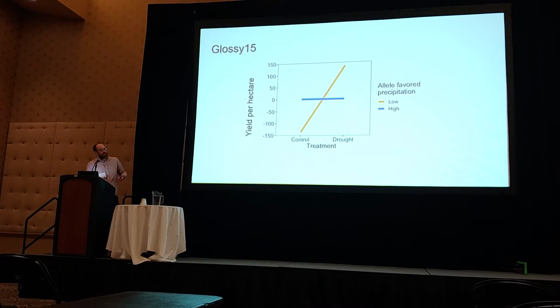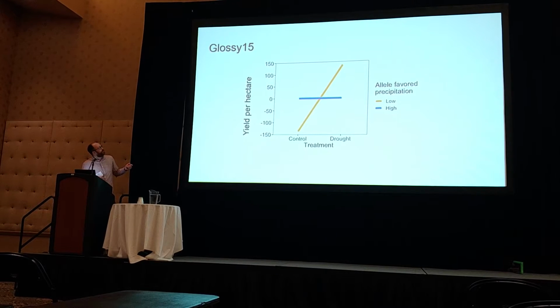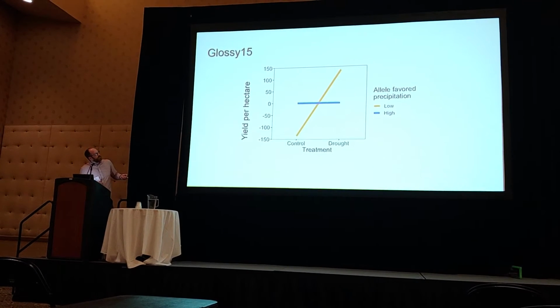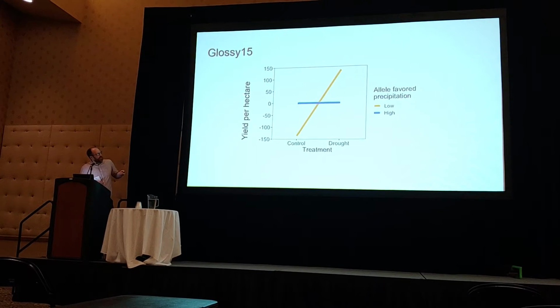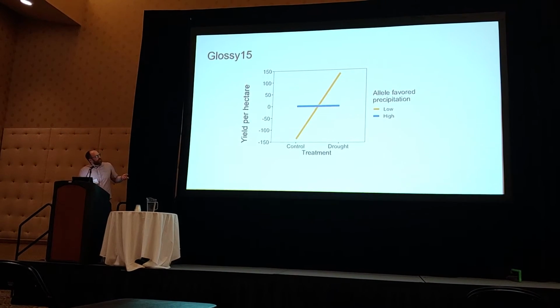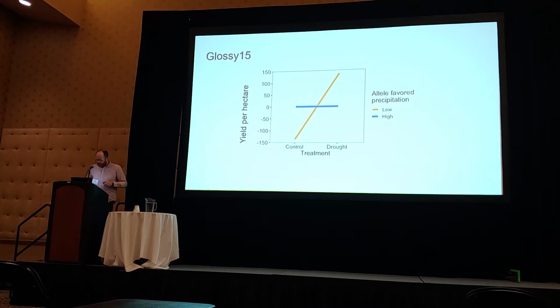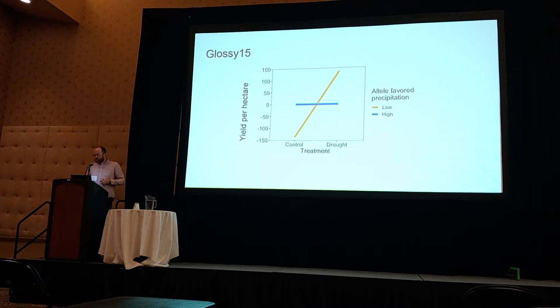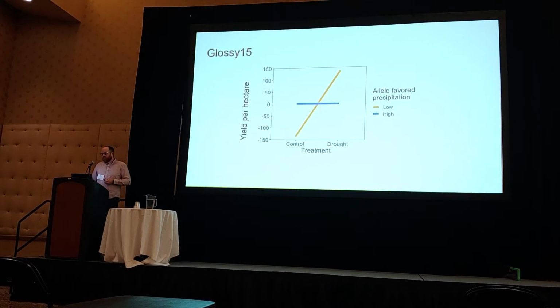And so this is an example. I'm going to walk you through this gene, glossy 15. From our environmental TWAS that we have run, the low precipitation allele actually increases the yield pretty dramatically, based on these estimates here in our drought trials. So that's a very good validation that it's a pretty strong candidate.